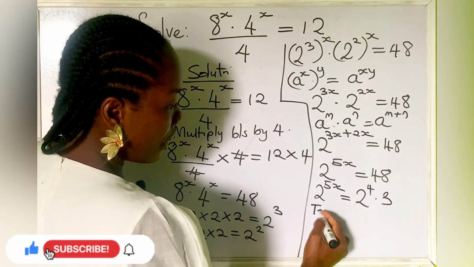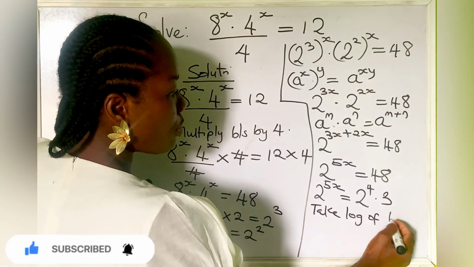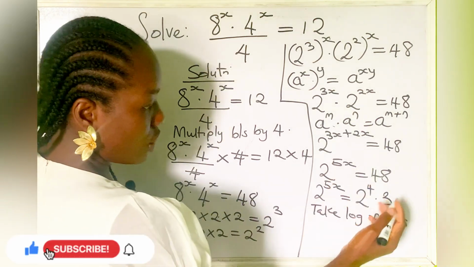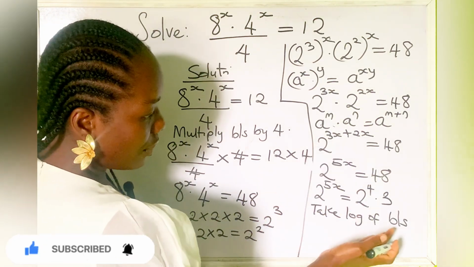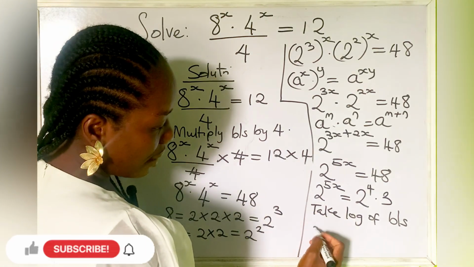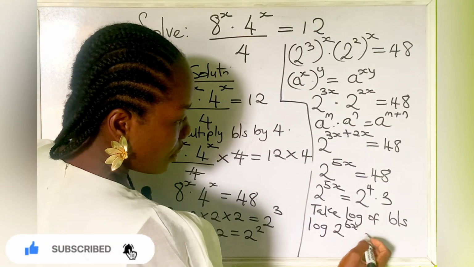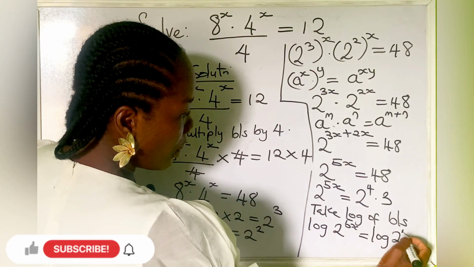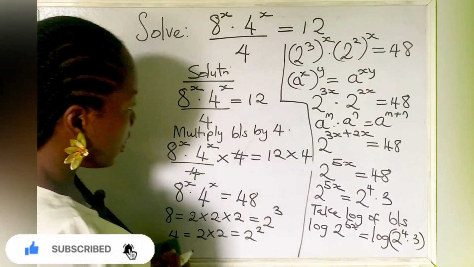We'll say take log of both sides. Now we're taking the log of both sides. This is the first method I want us to solve this particular question. When we do that, we'll have log 2 to the power of 5x is equal to log of 2 raised to the power 4 multiplied by 3. This is in bracket.